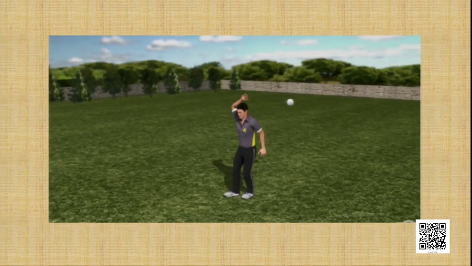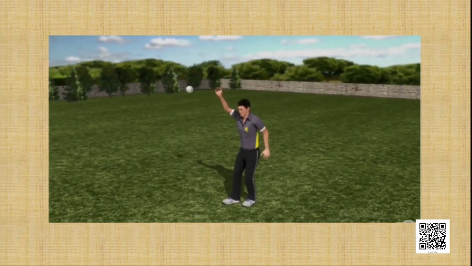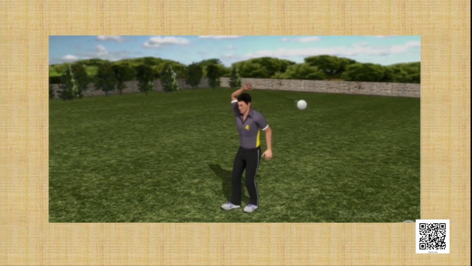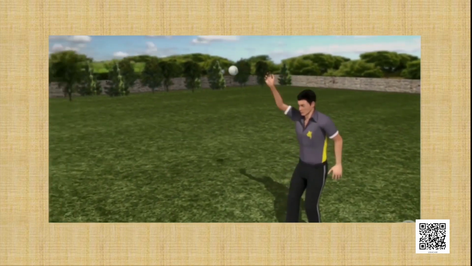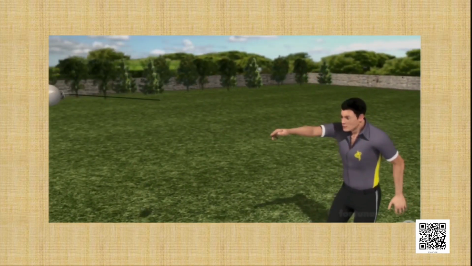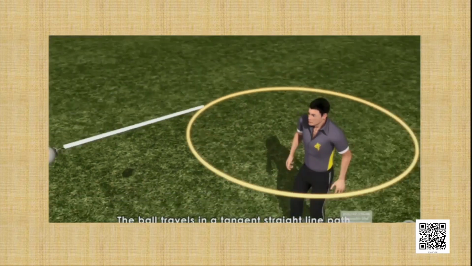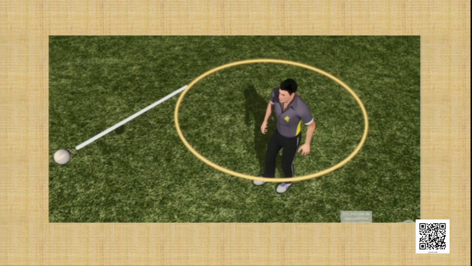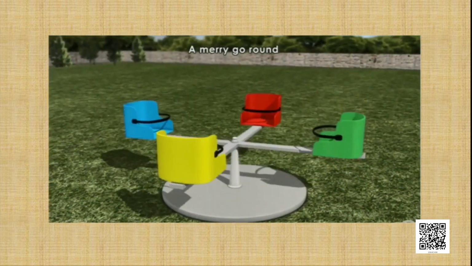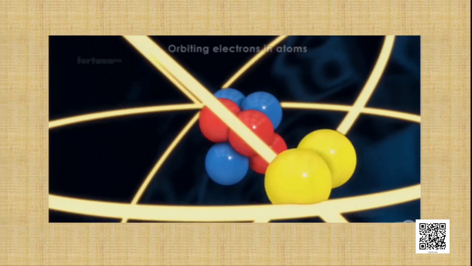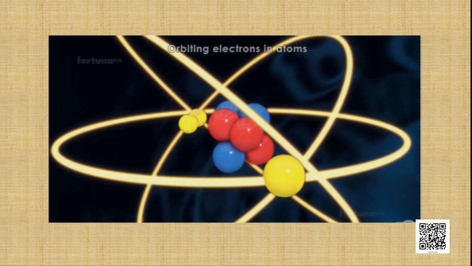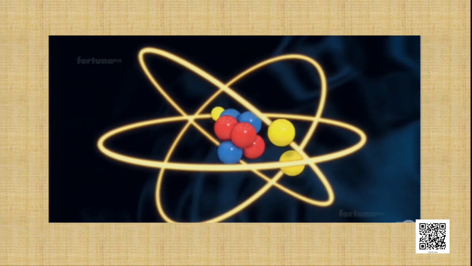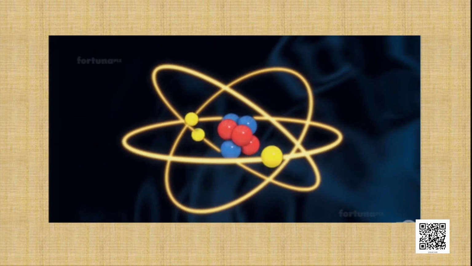To illustrate this concept, think back to the whirling ball. If the string is relinquished while whirling, the ball travels in a tangent straight line path. This type of pathway occurs because there is no centripetal force holding the ball in a circular motion. A merry-go-round or orbiting electrons in atoms are examples of uniform circular motion.